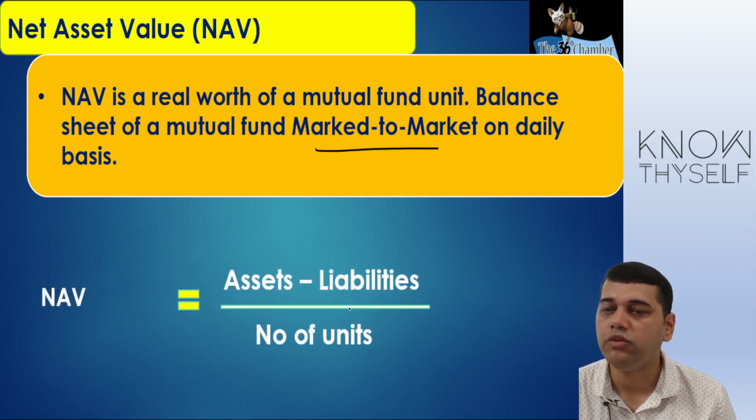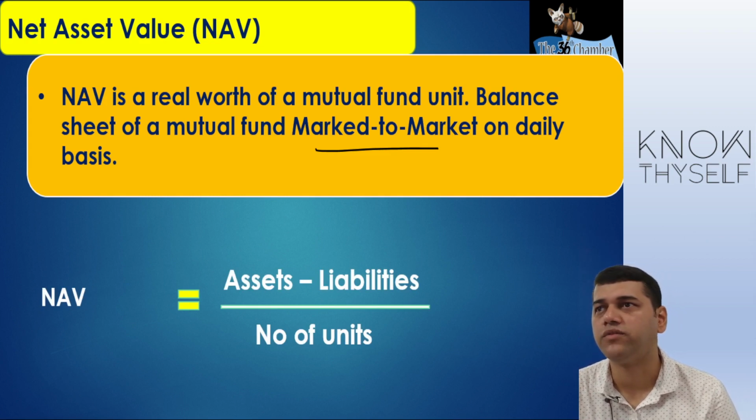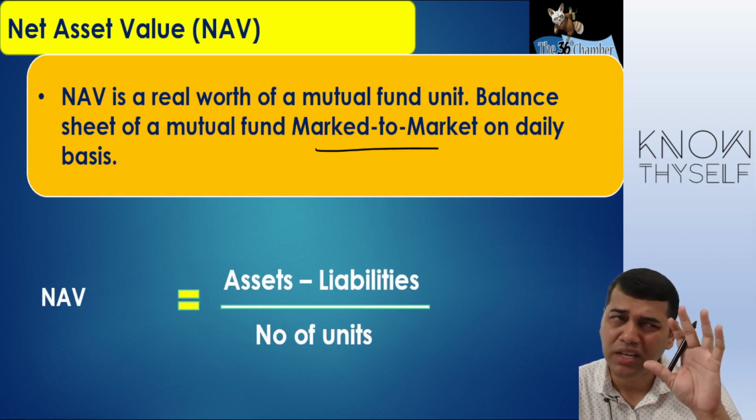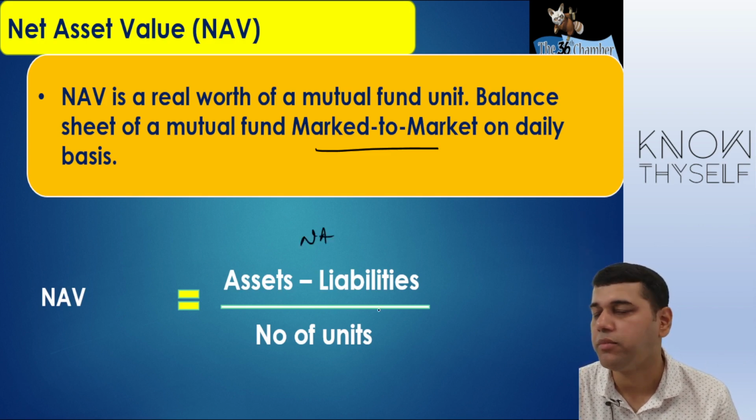So net asset value is calculated like this. There are very specific mutual funds, sector-specific and company-specific, which focus only on those things. What is NAV? Assets minus liabilities, which gives net assets, divided by the number of units.